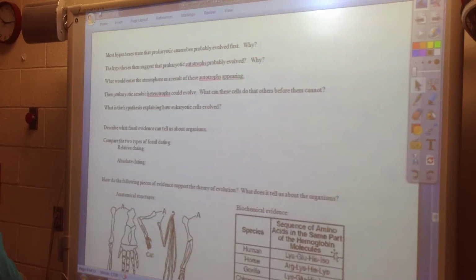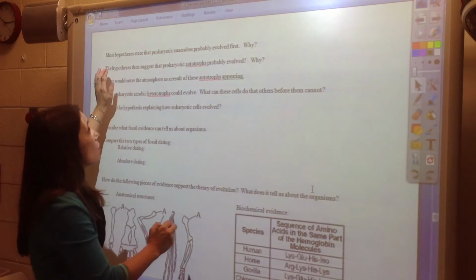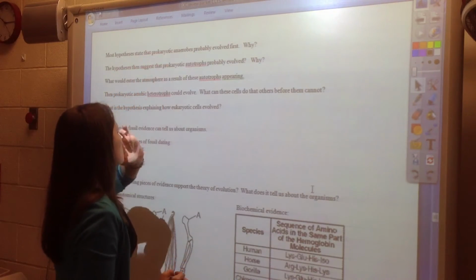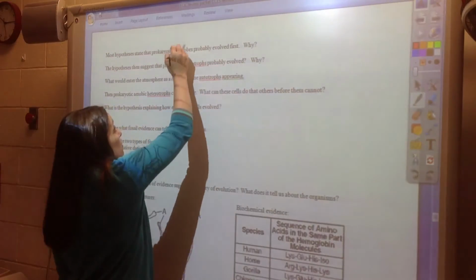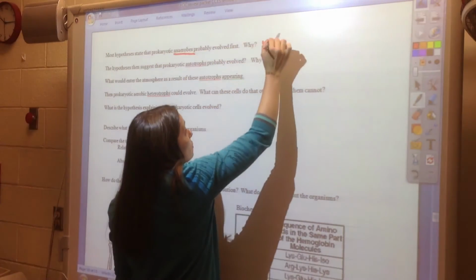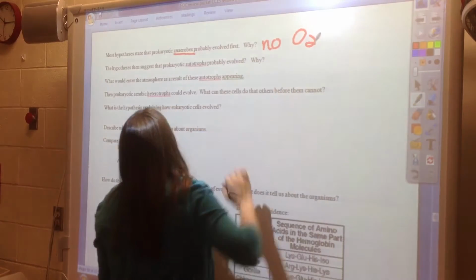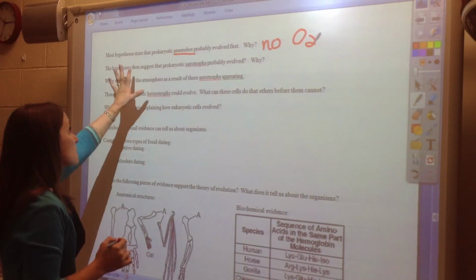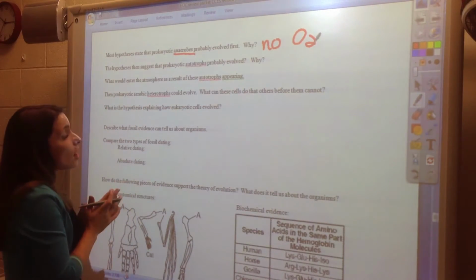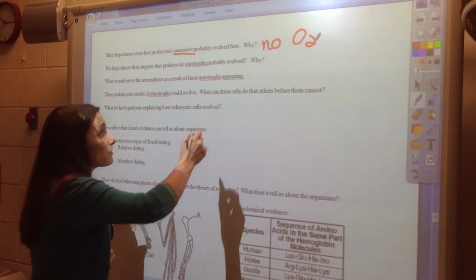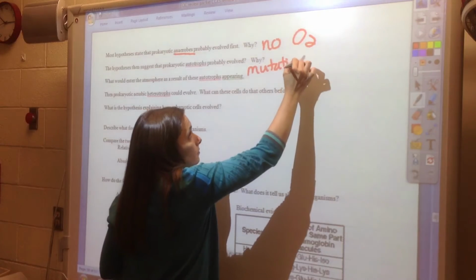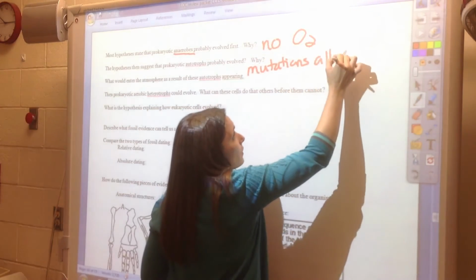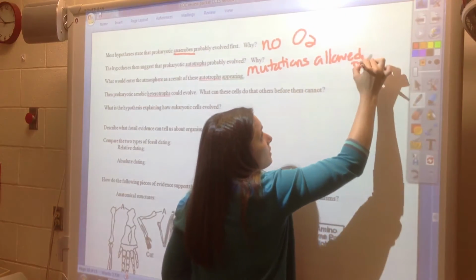And now we want to look at what's called the heterotroph hypothesis. Most hypotheses state that prokaryotic anaerobes evolved first. Anaerobes because there was no oxygen available. The hypothesis then suggests that prokaryotic autotrophs probably evolved. Why did they evolve? Mutations allowed for photosynthesis.